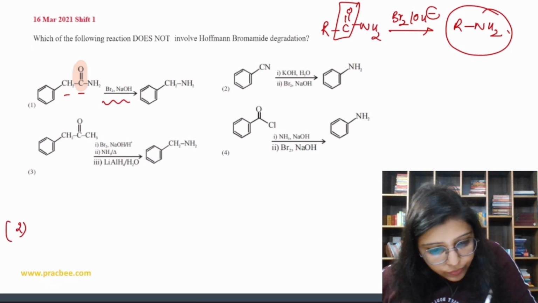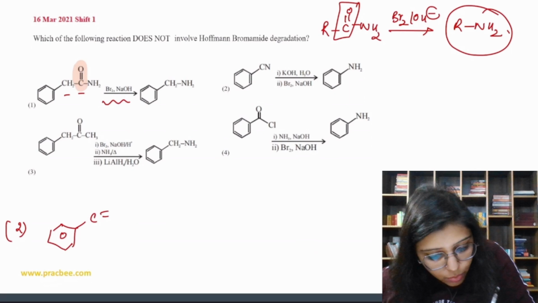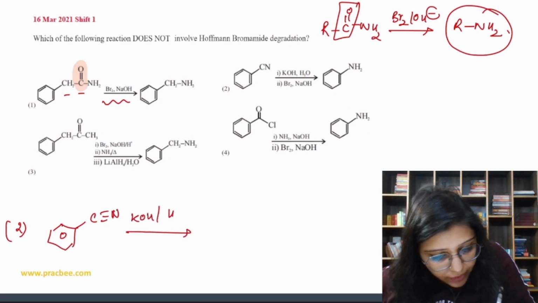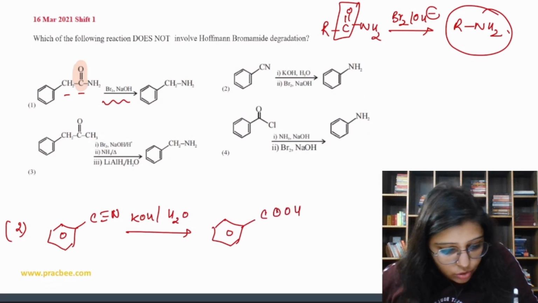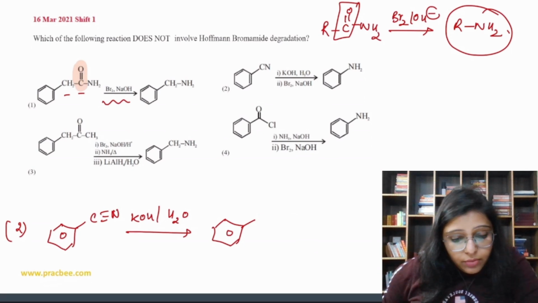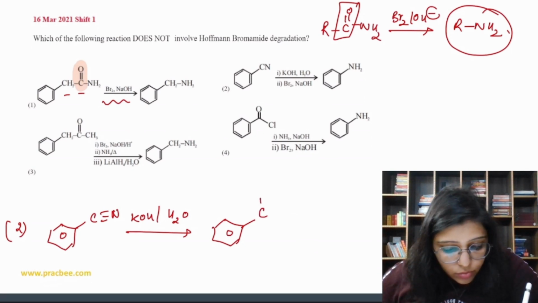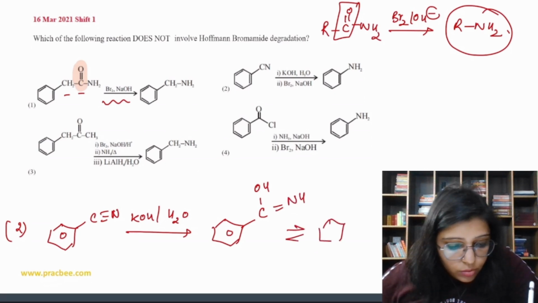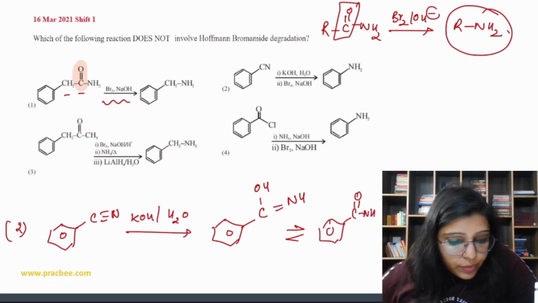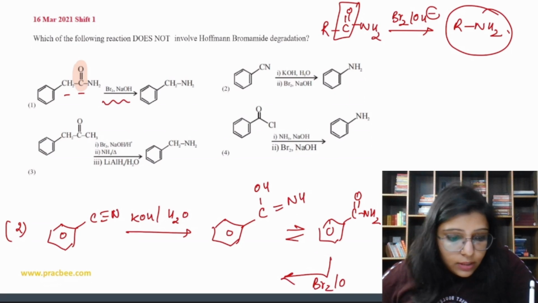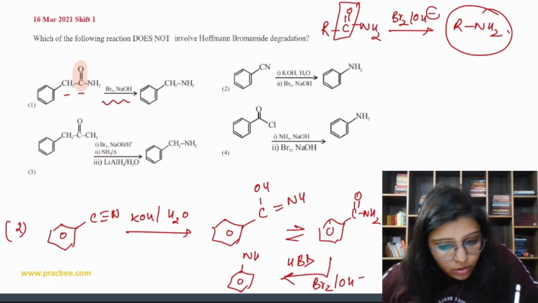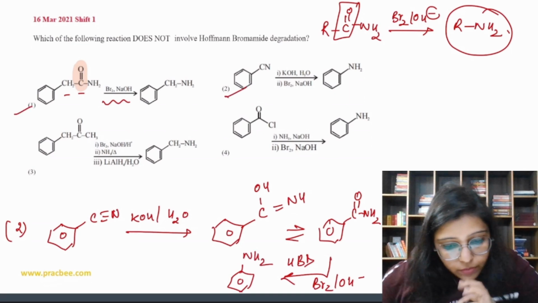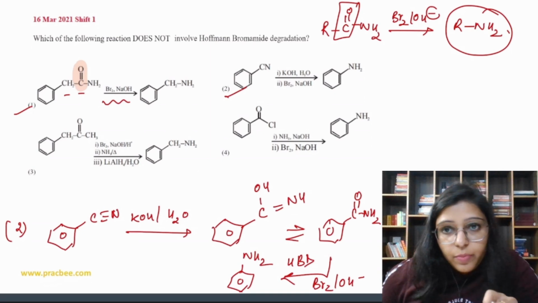Let's check the second one. So we have C triple bond N and KOH in the presence of H2O. So that is basic hydrolysis, and we get COOH. Now we can also say we can even have partial hydrolysis. So we have C(OH) double bond NH. Now this can be tautomerized to C double bond O NH2 and then Br2 and OH-, that is the Hofmann bromamide degradation, and we get aniline. So options 1 and 2 involve Hofmann bromamide degradation.